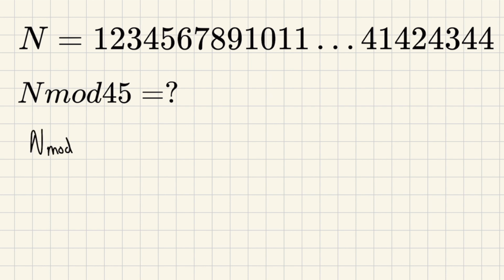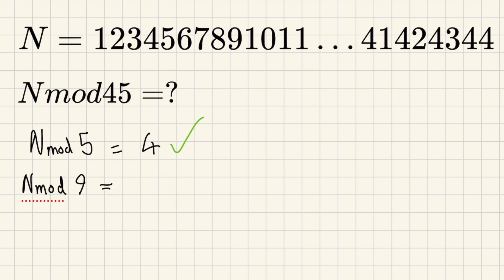First, n mod 5. It's really easy to check whether something's divisible by 5 in decimal notation, because you just look at the last digit and that's it. So it's got a remainder of 4. That's really useful. I'm very happy we found that so quickly. Now on to the next one, n mod 9.